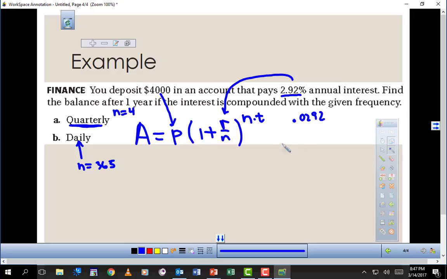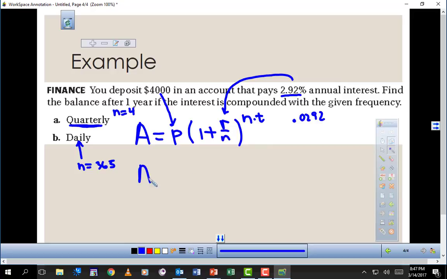0.0292. And please, whenever you're dealing with exponential functions, you don't want to do any rounding in the steps here in the beginning. So don't do any rounding until you do your final step. And since we're dealing with money, your final answer you want to round to the nearest cent. But don't do any rounding in the beginning.